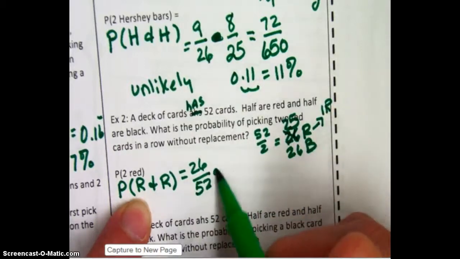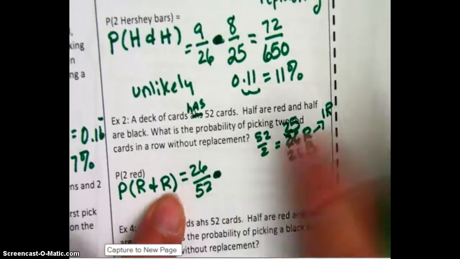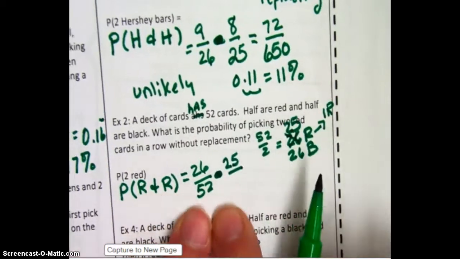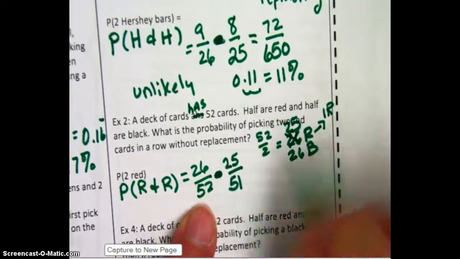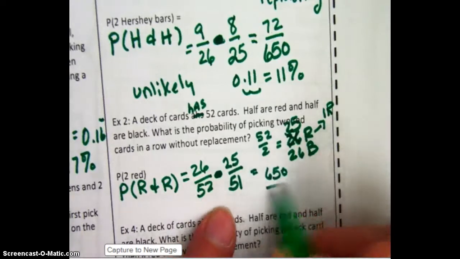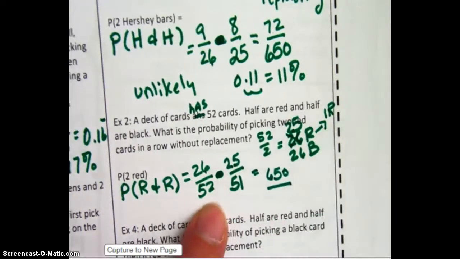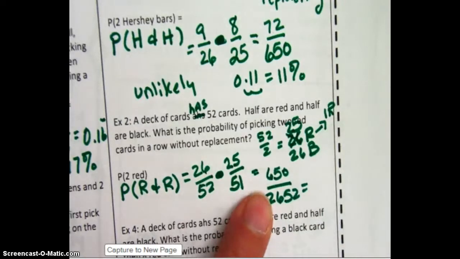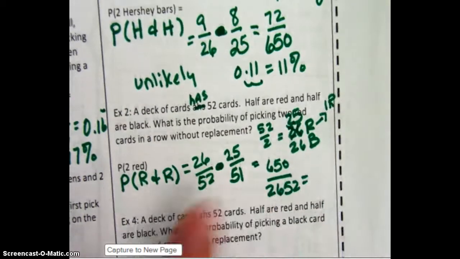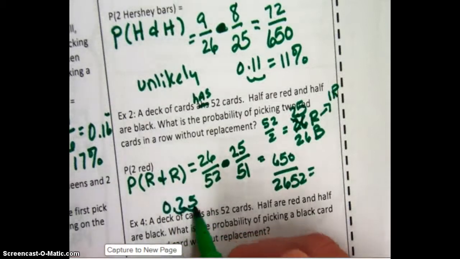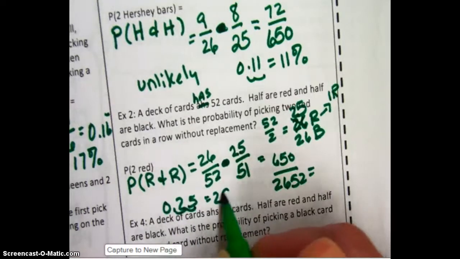Then the second time you're going to pick, you're going to multiply. For this red one here, you no longer have 26 cards, you only have 25 cards. And you no longer have 52 cards, you only have 51 cards because you pulled that 1 red out. So 26 times 25 is 650. 52 times 51 is 2,652. So 650 divided by 2,652 is 0.25. If you move that decimal over 2 places to the right, that's a 25% chance.